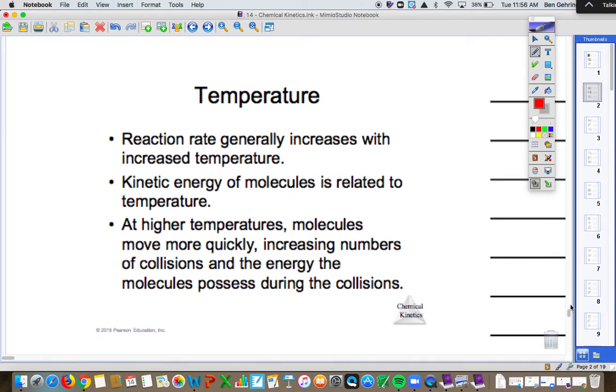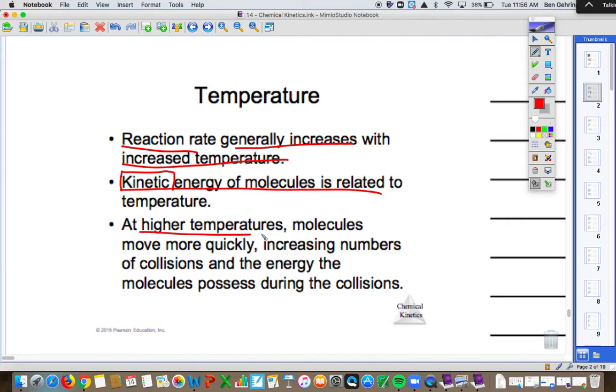Temperature plays into this as well. Temperature is a measure of the average kinetic energy of the molecules. So kinetic energy is related to temperature, and reaction rates generally go up with increased temperature. Kinetic energy is motion, the energy of motion. If molecules move faster, they're going to collide more often, which increases how quickly they react. But your reaction rate generally increases with increased temperature.